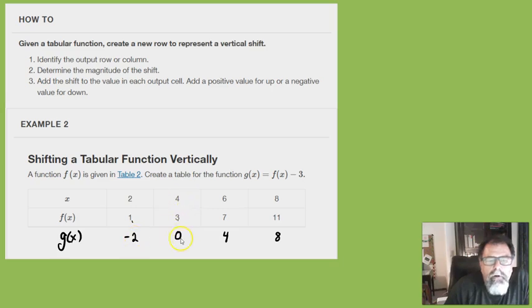X would be 4, y would be 0, x would be 6, y would be 4, x would be 8, y would be 8. All right, so that's basically going to have the exact same shape as the original function, but just shifted down 3 units.